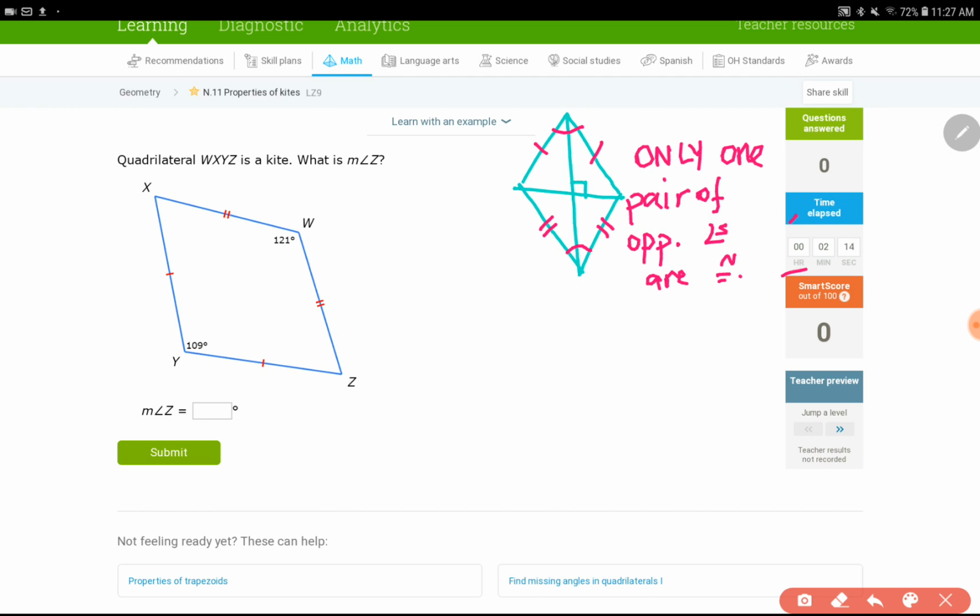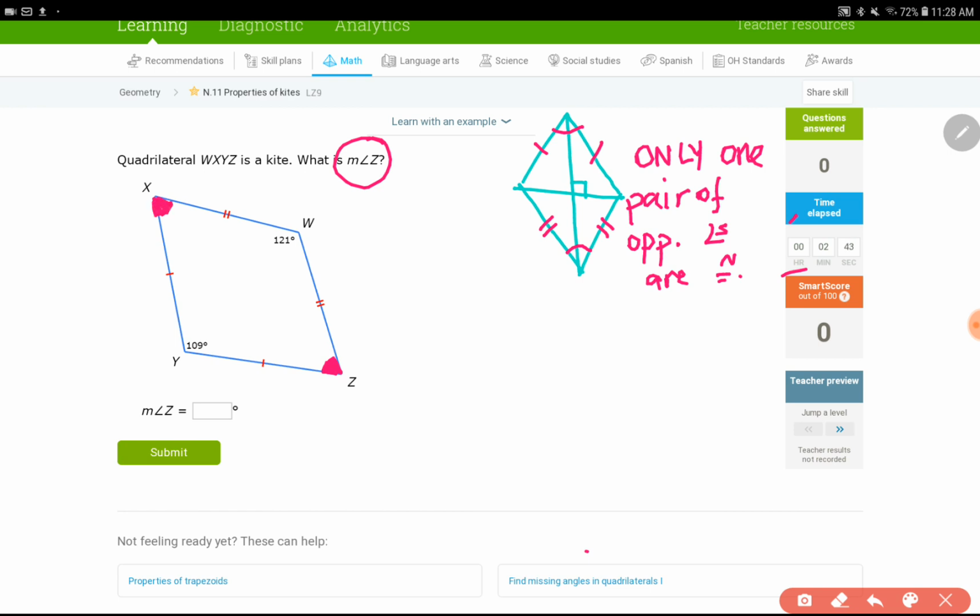We have two angles that are given. Our question is about angle Z. Angle Z is over here. We need to figure out what that is. And W and Y is given. Are they equal? That's the first question we need to ask. If the angles of a kite are given, so they are not equal, that means Z and X must be equal. So I'm going to use the same symbol for X as well.